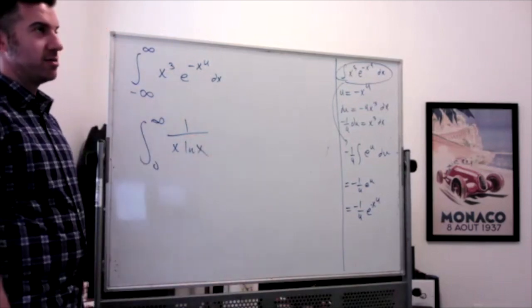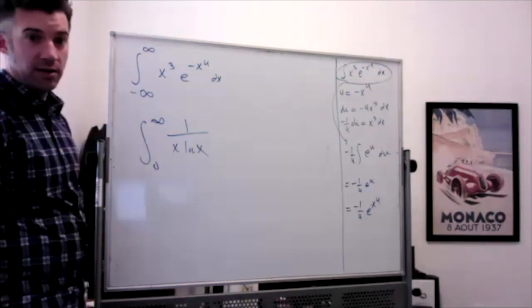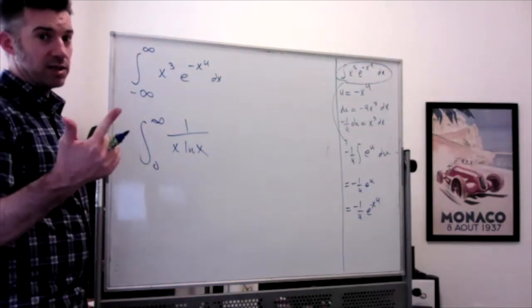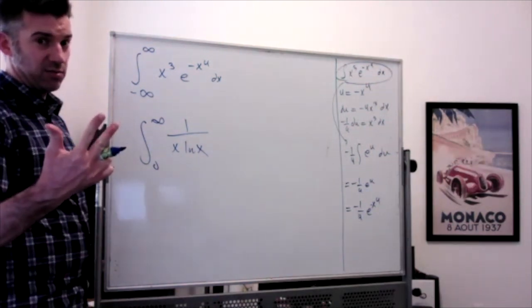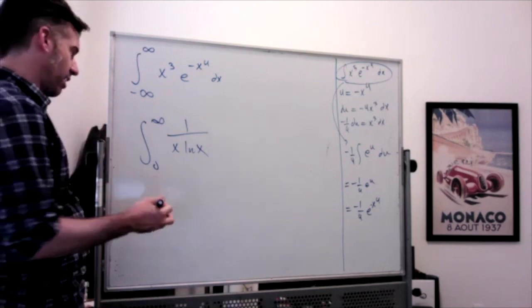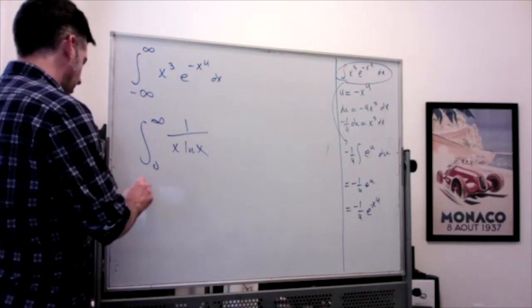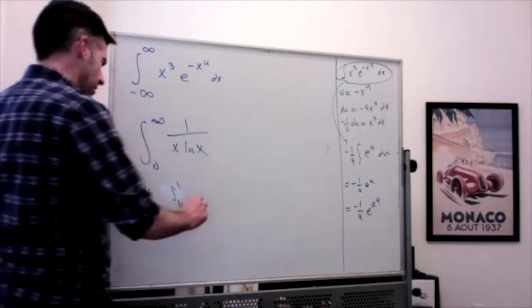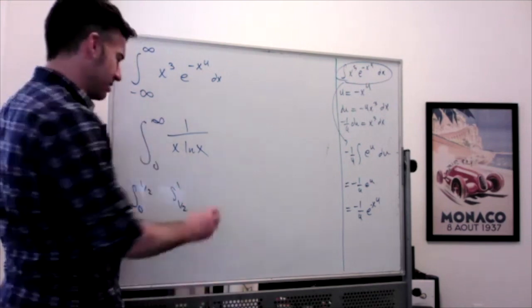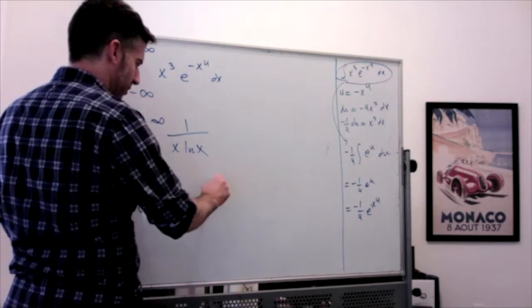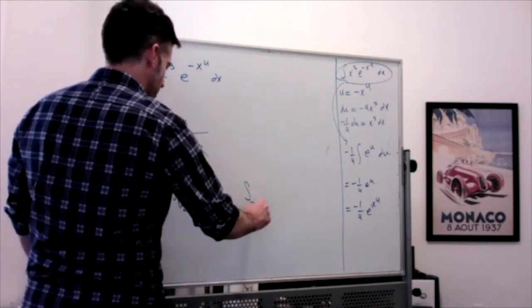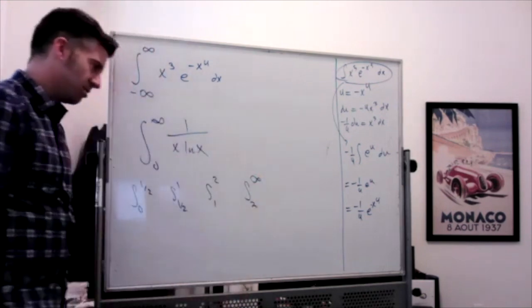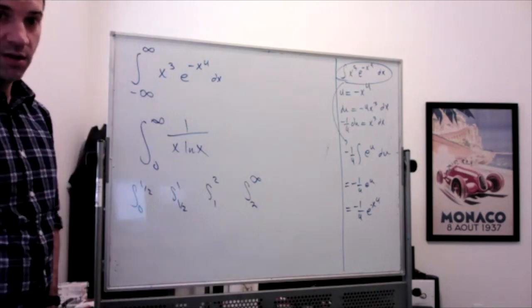This is the giant pain in the butt because 0 is a problem, 1's a problem, and infinity is a problem. So you have to break it up as the integral from like 0 to 1/2, and then 1/2 to 1, and then I have to break it up into 4 pieces, and then 1 to something, and then 2 to infinity. That's terrible, right?